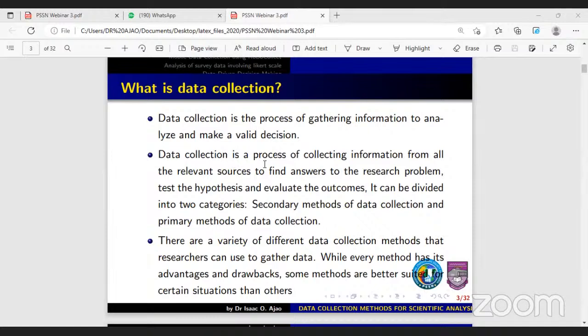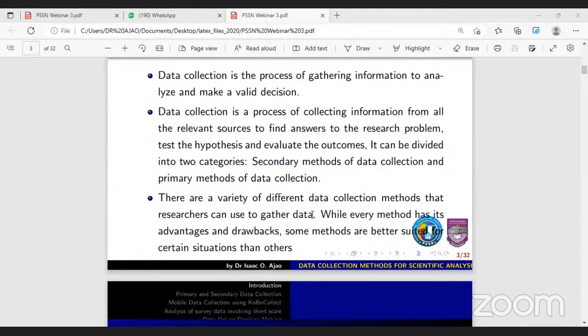Now, data collection is a process of collecting information from all the relevant sources to find answers to the research problem, test the hypothesis, and evaluate the outcomes. It must be divided into two categories. We all know the secondary method of data collection and the primary methods of data collection.